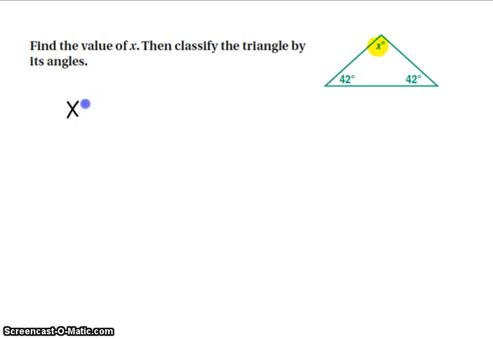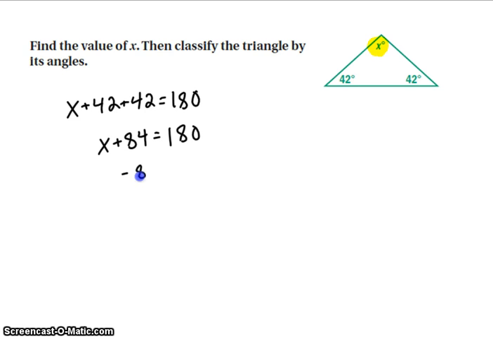So I have x, and I know that the sum of all of them equals 180 degrees. So I'm going to add all three angles together. That's going to equal 180 degrees. So then I'm going to combine like terms. X plus 84, so the 42 and the 42 combine. That's still going to equal 180.